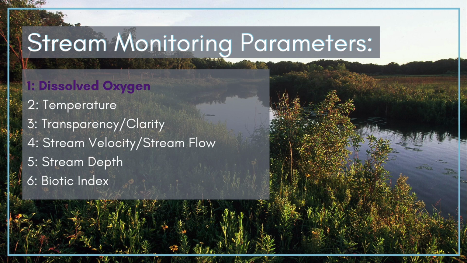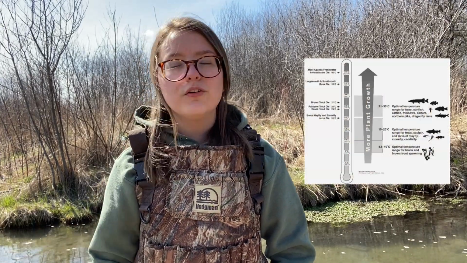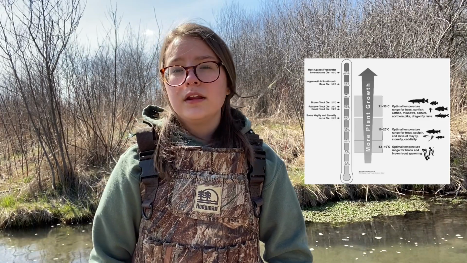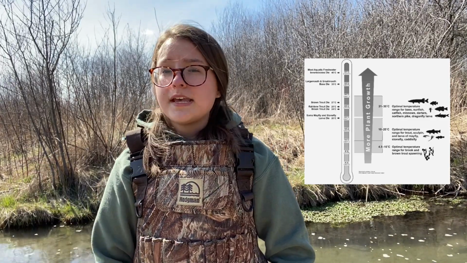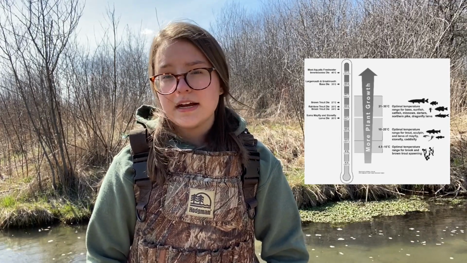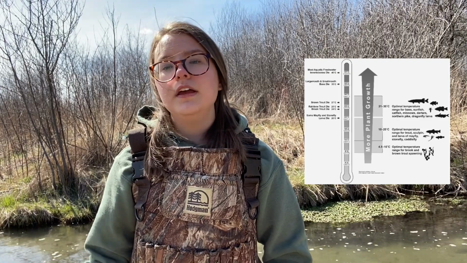The first parameter we will take measurements on is dissolved oxygen. Dissolved oxygen lets us know what the amount of oxygen is in the water. This is important because certain animals or macroinvertebrates can only handle high levels. Trout, for example, are very sensitive to this. Trout need a very high level of dissolved oxygen to survive. They can become very stressed out and they can die off if they don't have enough oxygen.